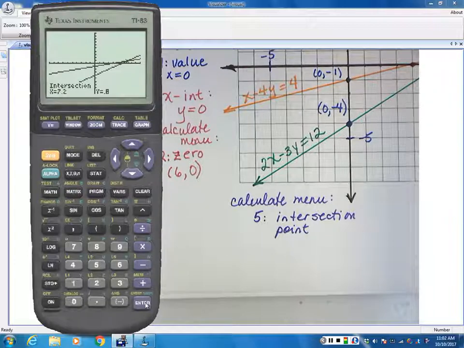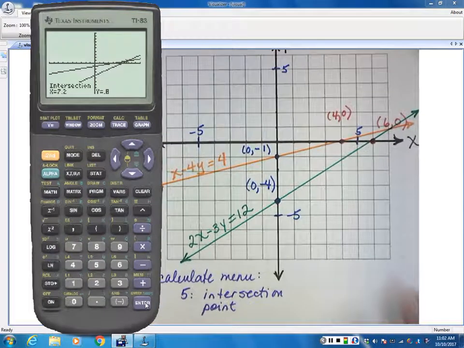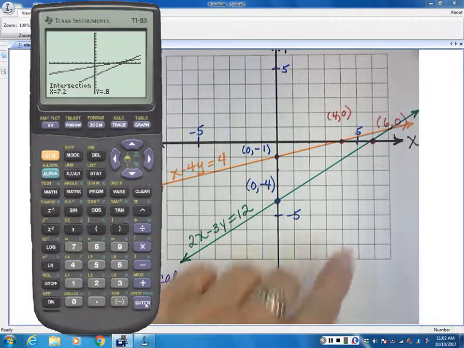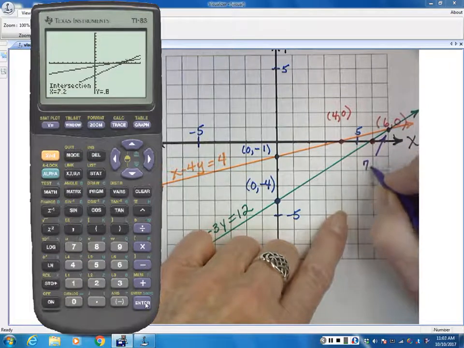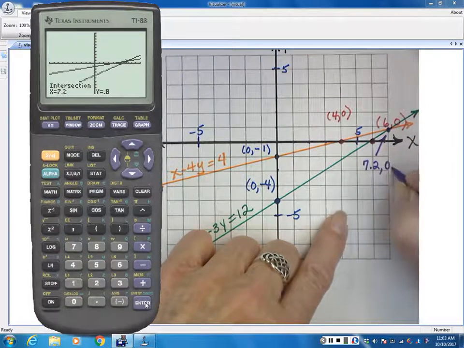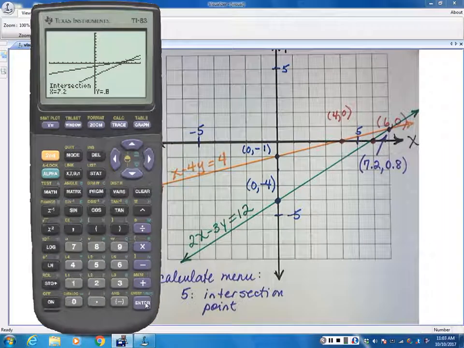You don't have to move the cursor or anything, as long as there's only one intersection point. If there's more than one, we would have to. Right now, we're only going to have one. And it says the intersection point is 7.2 and 0.8. So we've now labeled the intersection point.